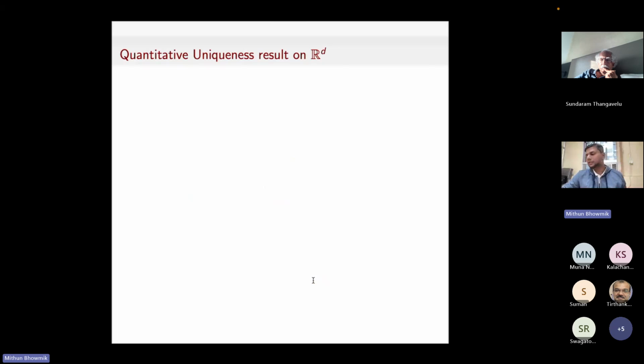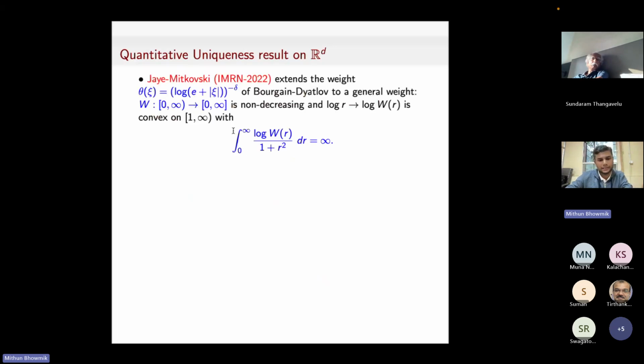Now I'll talk about the smallness result for quasi-analytic functions on R^d. That was initially proved by Bourgain on R. Now I'll consider the same kind of result on R^d. So here, this is a result by Jaming and Matskovsky. Here, this weight theta will be replaced by a general weight.